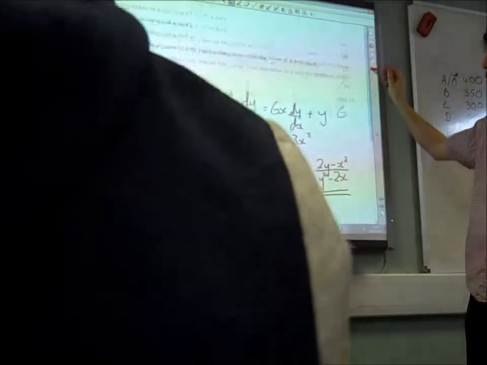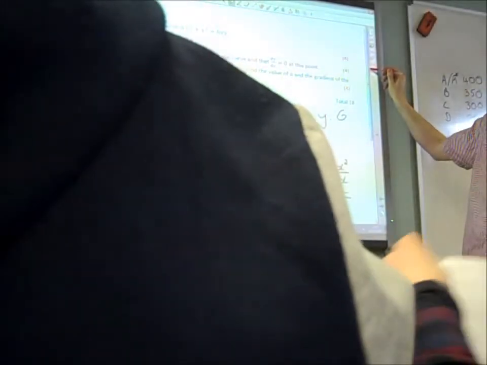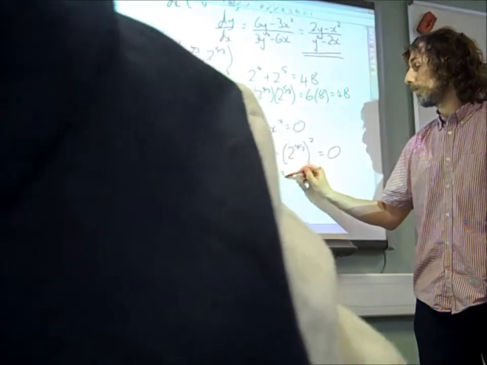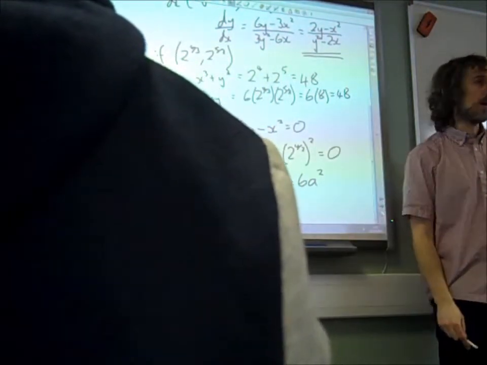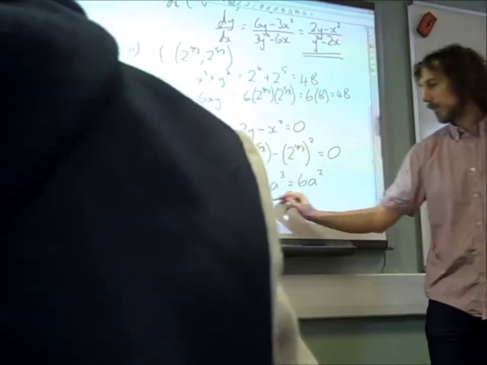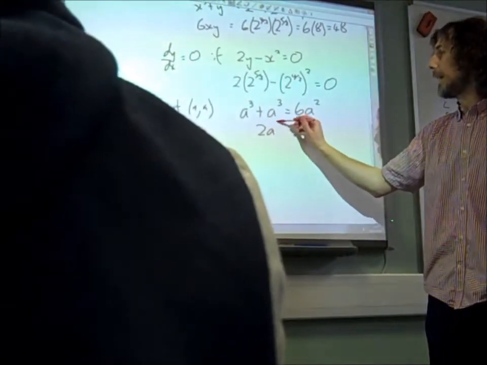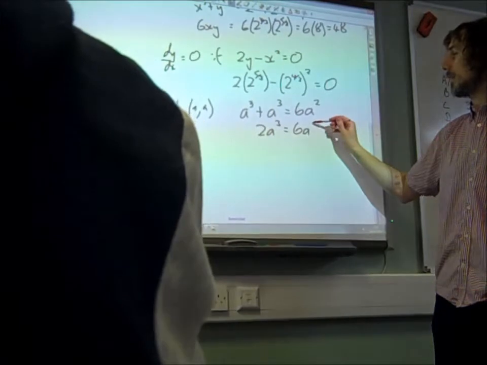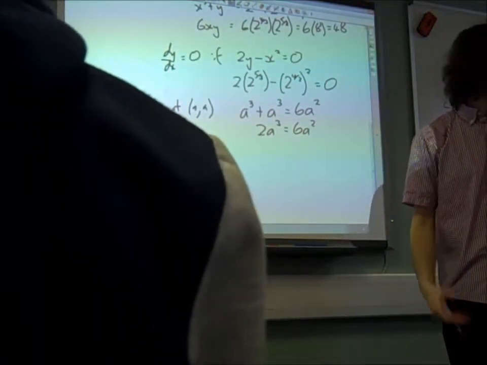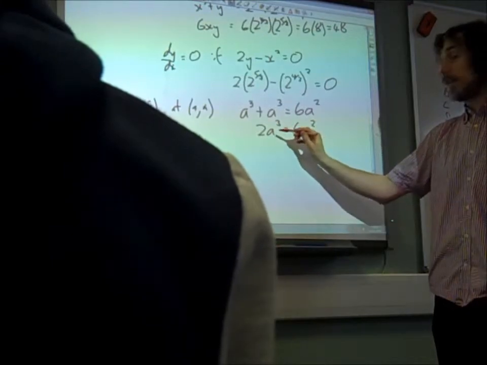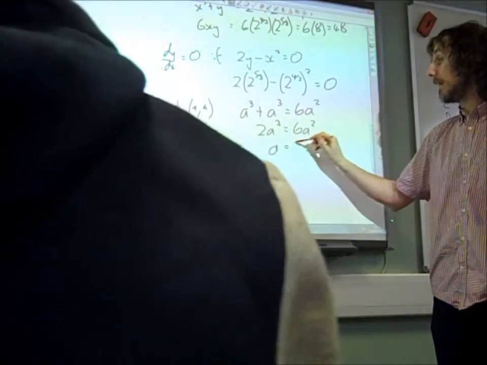then we've got a cubed plus a cubed equals 6xy, 6 times a times a. So we've got 2a cubed is 6a squared. If we divide through by a, which we can do because it's bigger than 0, and divide through by 2, we get a equals 3.